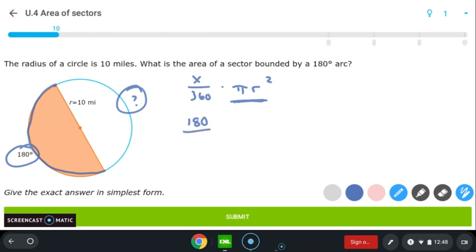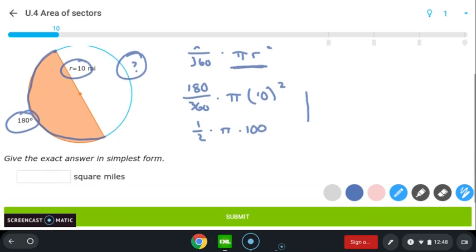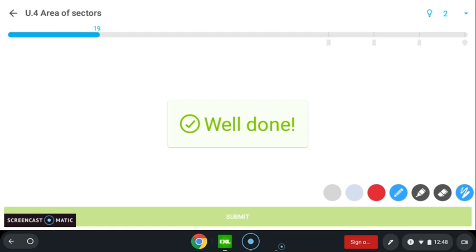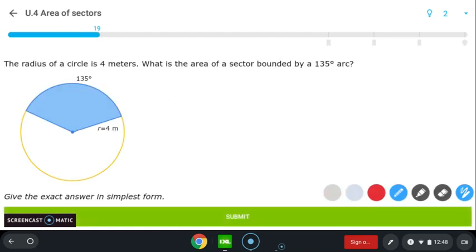But we've got 180 over 360 times pi, and then our radius is 10, so times 10 squared. 180 over 360 is the same thing as 1/2 times pi, leave pi as pi, times 100, and then multiply those numbers. So 1/2 times 100, half of 100 is 50, so our answer is 50 pi. Hit submit, and again we found the area of that sector. Let's see if they give us a more challenging one.